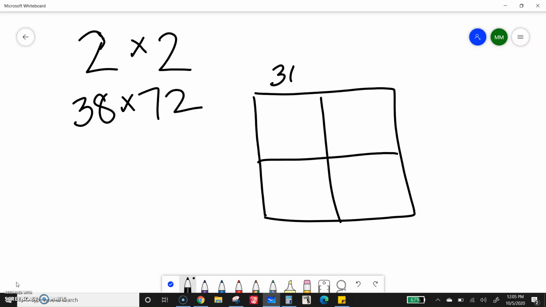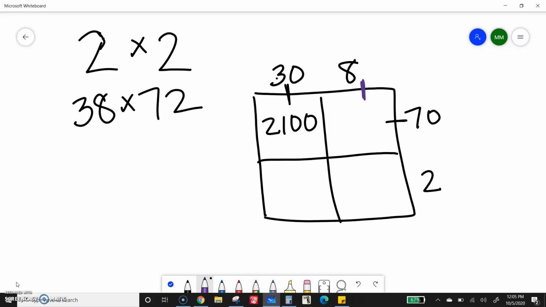So I have 38, 72. With multiplying, it doesn't matter the order. So if you put 72 on the top and 38 on the side, it will work just as well. So here, this box, I have 30 times 70. 3 times 7 is 21. Put my 2 zeros. 8 times 70 is 560. 8 times 7 with 1 0.